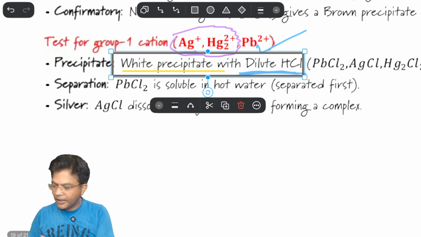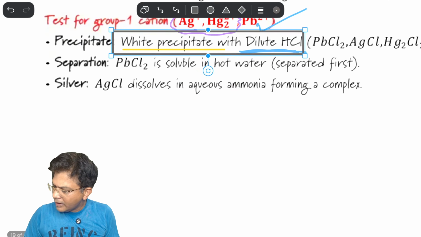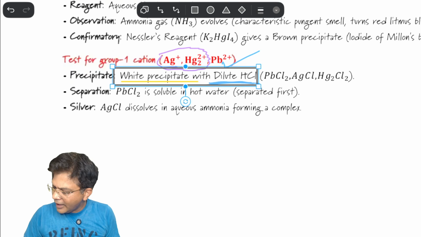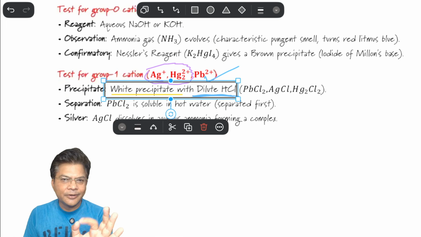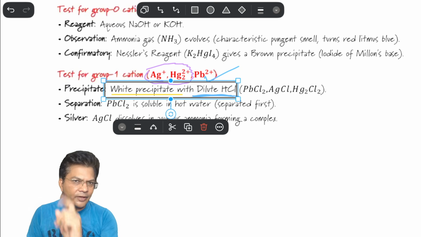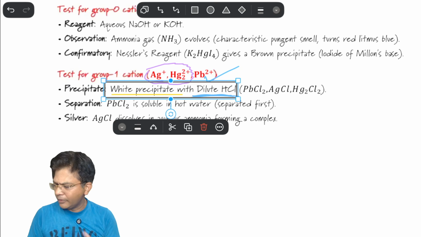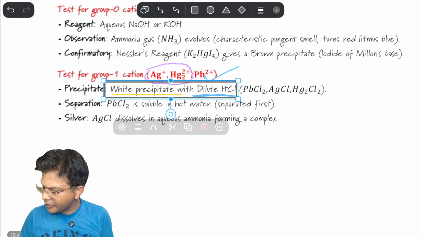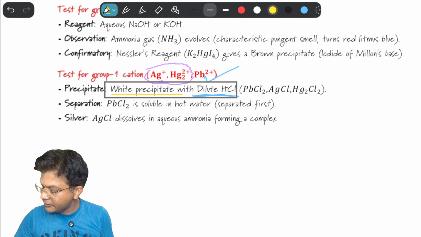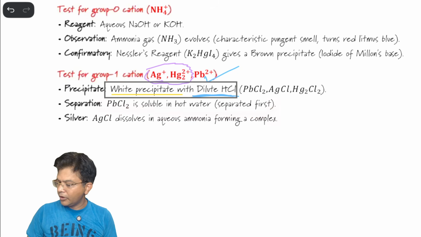Very good. Now, my dear students, lead chloride is there, and you know that if Pb reacts with chromate, PbCrO4 is a yellow precipitate that you have studied in the d-block, right? So it's written over here, PbCl2 is soluble in hot water. PbCl2 is soluble in hot water.